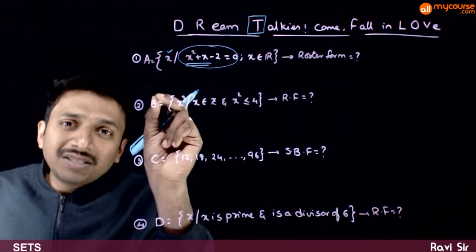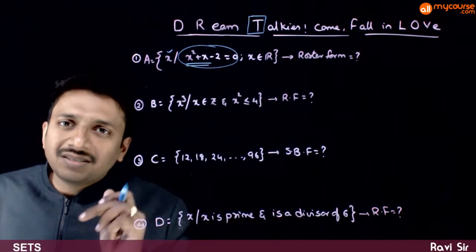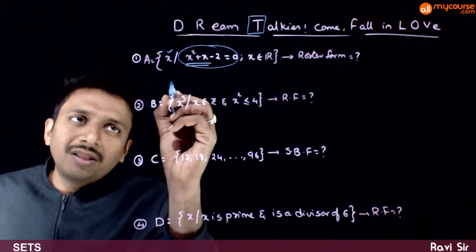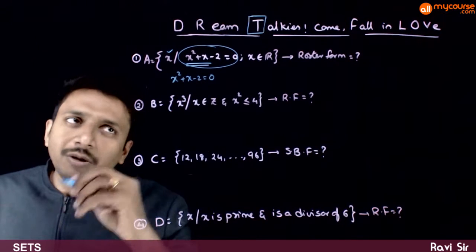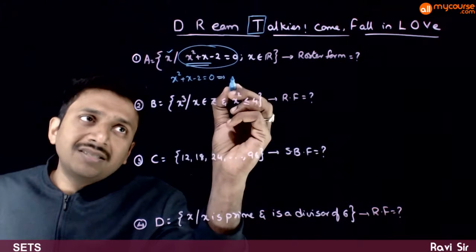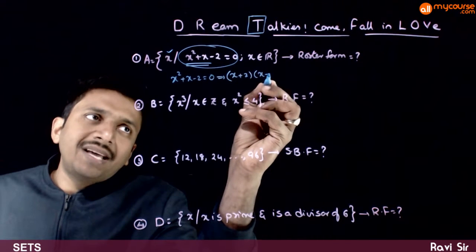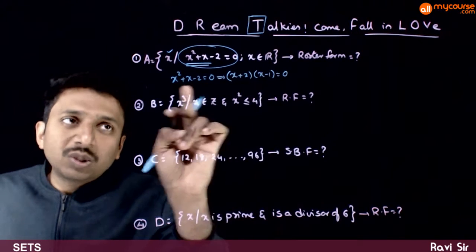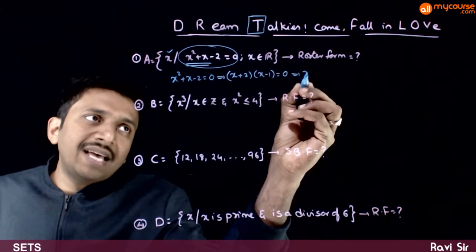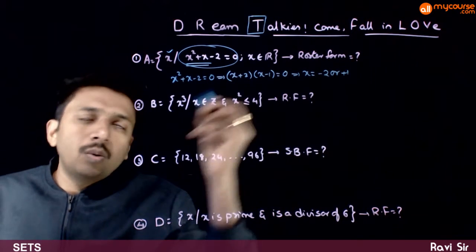Now, what are the elements that belong to A? How do I get it? That can be obtained by just solving this equation. You know how to solve the quadratic equation x square plus x minus 2 is equal to 0. If you factorize this, you get (x plus 2) into (x minus 1) is equal to 0. This implies x is equal to minus 2 or plus 1.